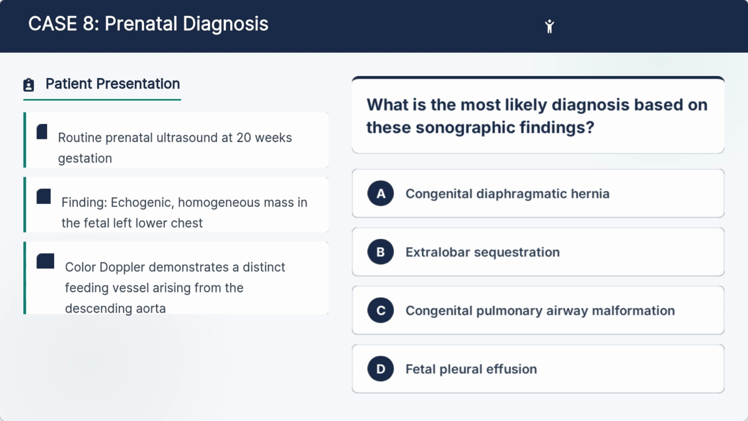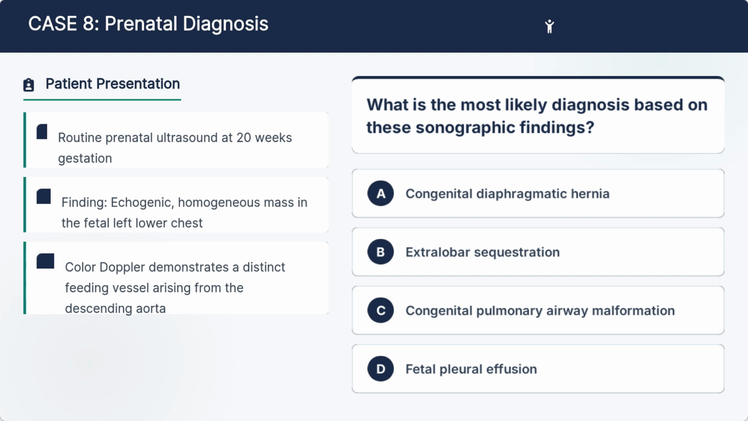Option A, congenital pulmonary airway malformation, type 3, based on the echogenic solid appearance. Option B, extralobar sequestration, based on the echogenic mass with a systemic arterial feeder from the aorta. Option C, congenital lobar emphysema, based on the left lower chest location. Option D, a bronchogenic cyst, based on the homogeneous appearance.